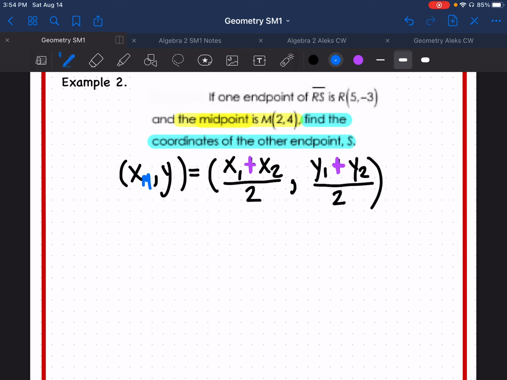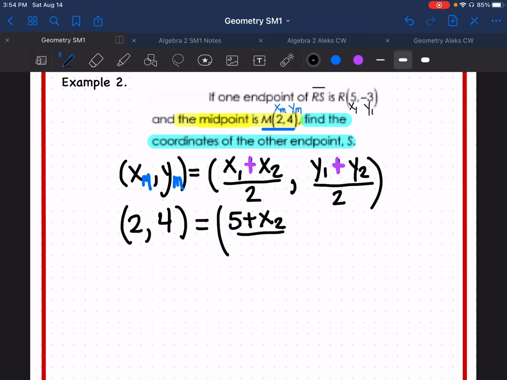So let's go ahead and plug in. X of m is going to be 2. Y of m is going to be 4. And I'm going to put them in parentheses. X1 is 5 plus x2. And then I have y1 is -3 plus y2 over 2. Now, this is confusing. I really have to say, this is quite confusing.